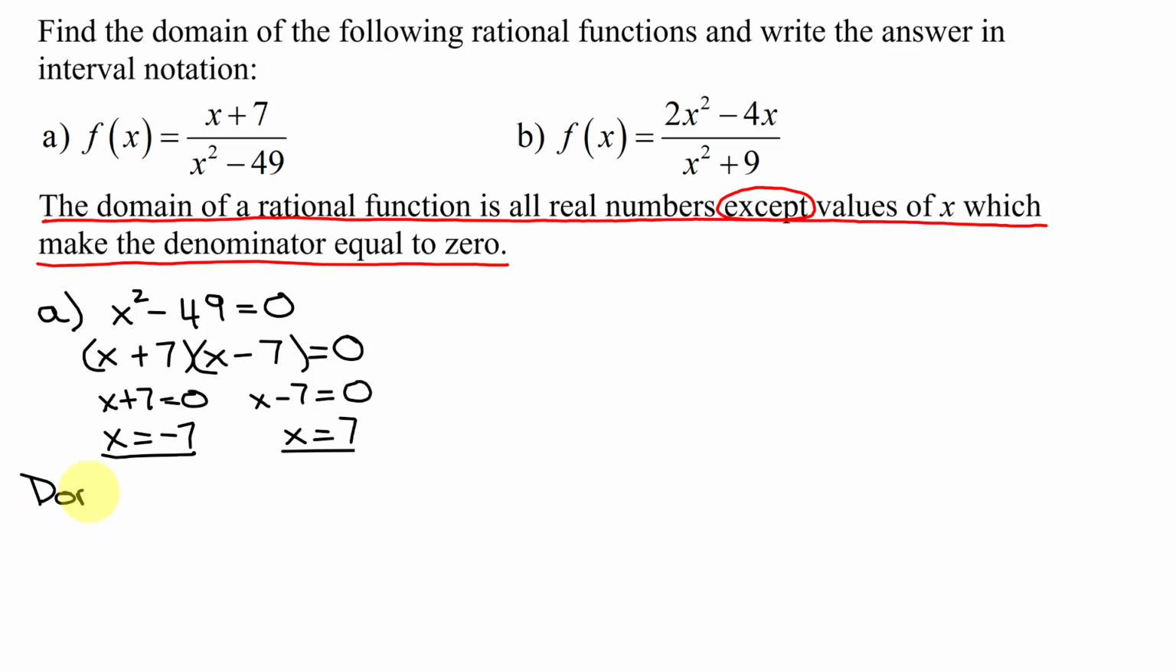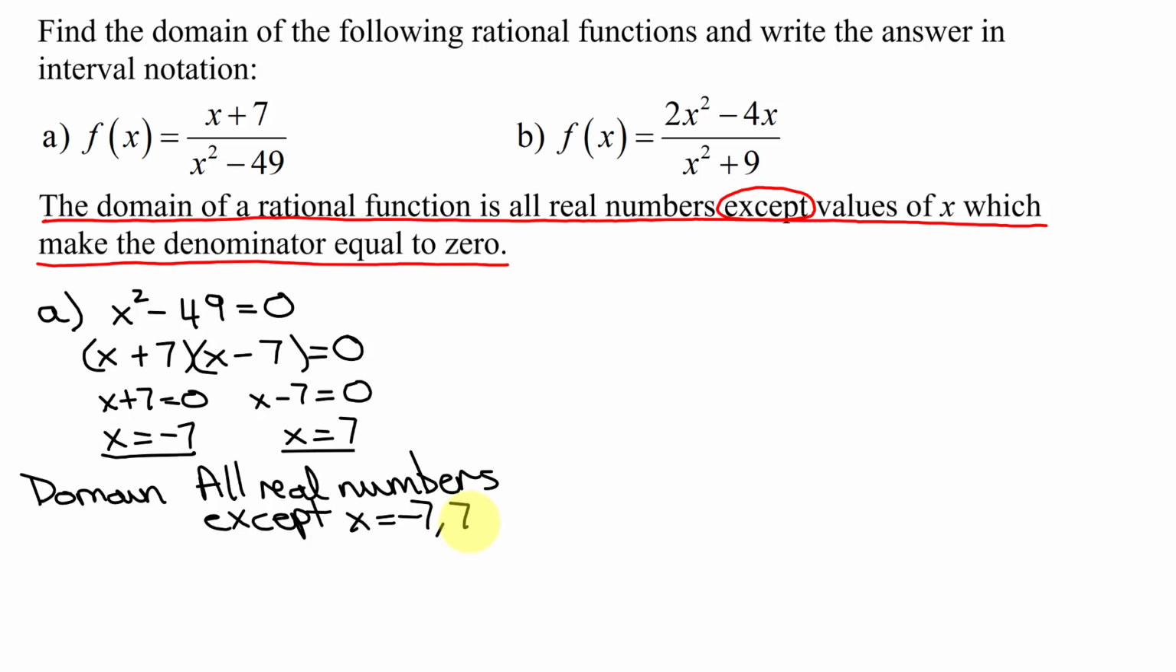So the domain is going to be all real numbers except x equals negative 7 and positive 7. Now I need to write the answer in interval notation. It helps to sketch the graph on the number line. The two numbers I cannot include are negative 7 and positive 7.